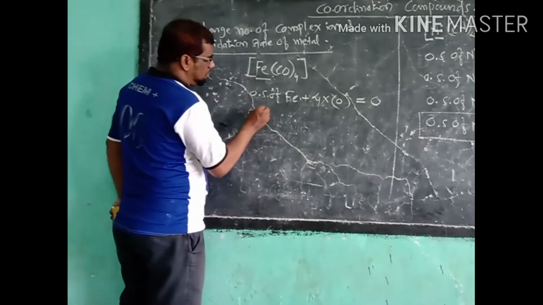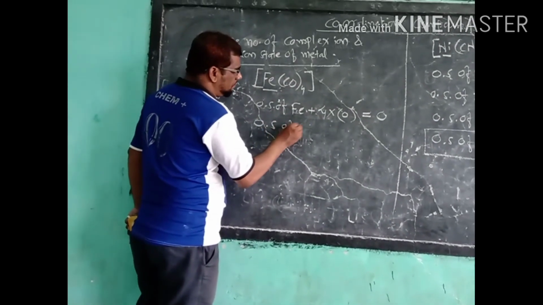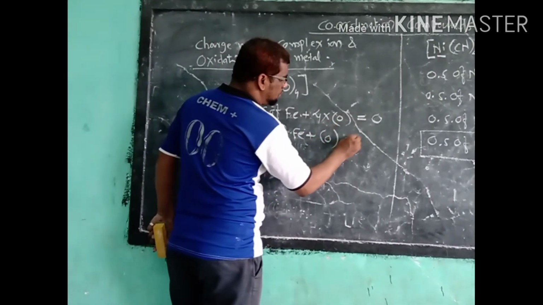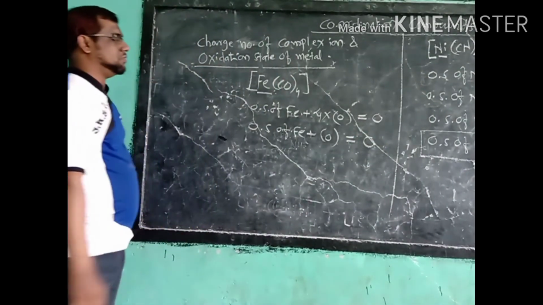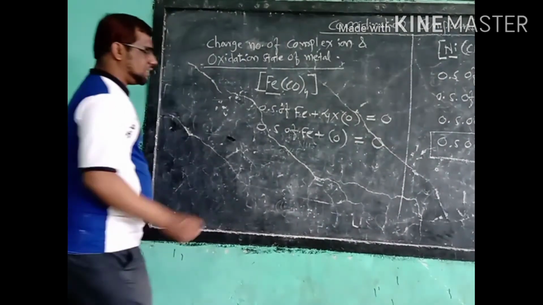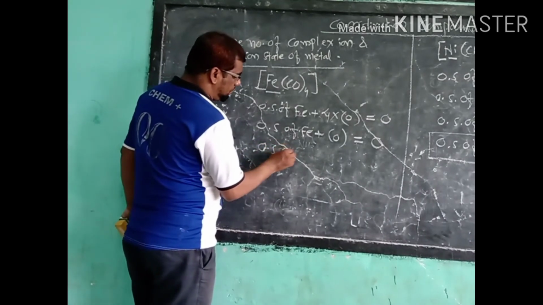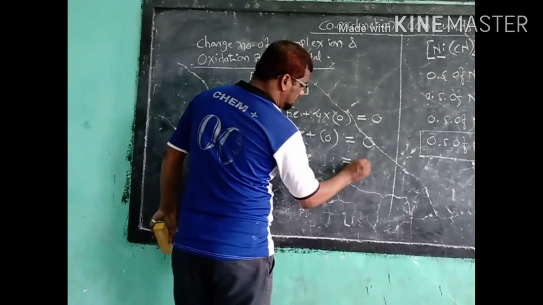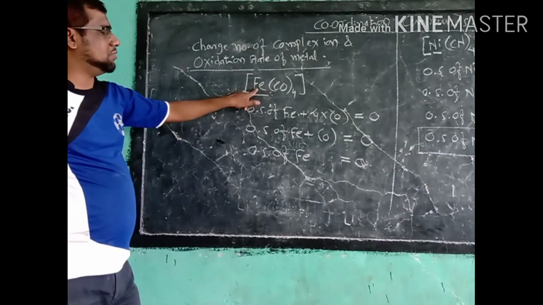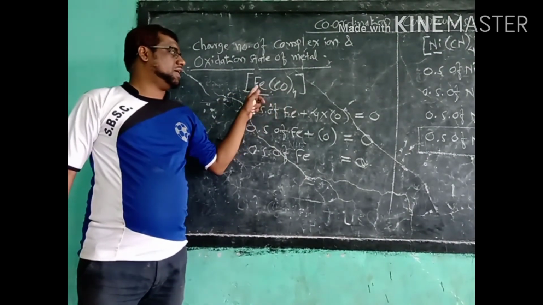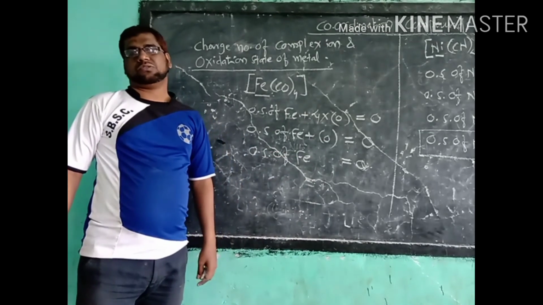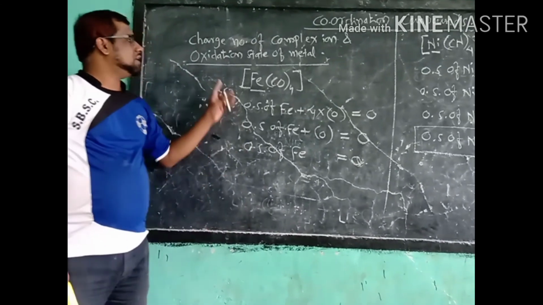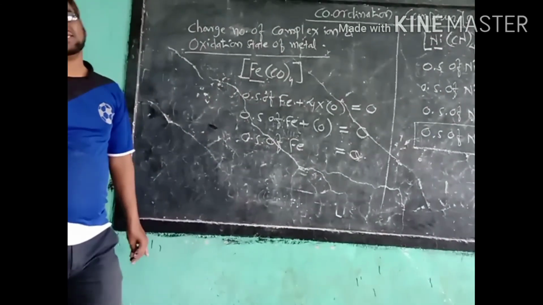Now calculate this: the oxidation state of Fe plus 4 into 0, that is equal to 0. So the oxidation state of Fe is equal to 0. In this complex compound, Fe(CO)4, the oxidation state of Fe is 0. So in this way we can calculate the oxidation state of the central metal ion by using the charge number of the complex ion. Okay.